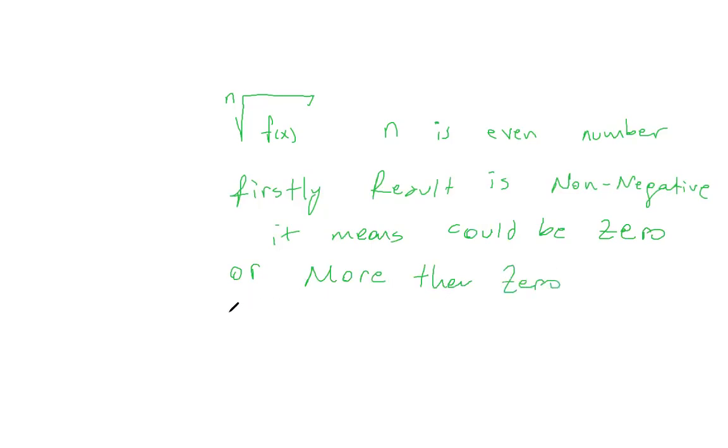For example, square root of 4, which is 2. Square root of 0, which is 0. But square root of 9 is not equal to negative 3. We don't have it. Square root of 9 is equal to 3. So the result is always one positive number. This is the first thing.